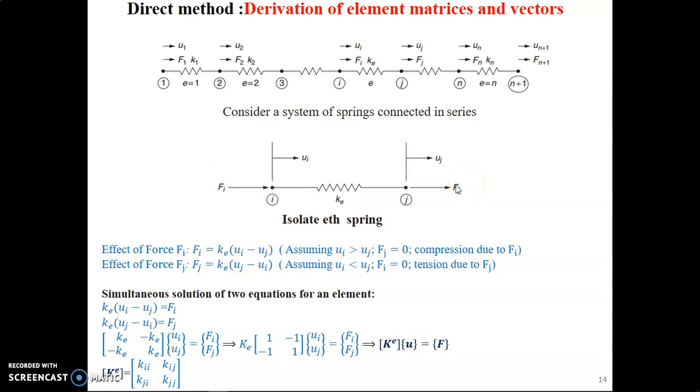So in this case we will be considering that Uj is greater than Ui. Okay, so Fj will be equivalent to Ke, the spring stiffness, into Uj minus Ui. Now the spring will be under tension. So the net effect of these two forces Fi, Fj can be considered by considering both the equations simultaneously. So we can write these equations as Ke into Ui minus Uj is equal to Fi, and K into Uj minus Ui is equal to Fj.